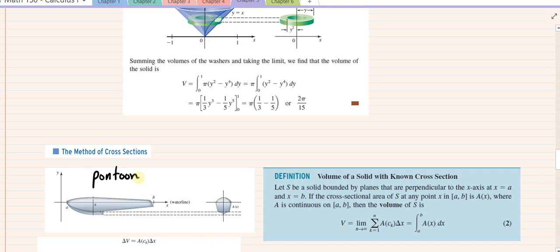And what the author's done is taken a look at the cross section of that pontoon. That's some k, distance k away from the origin, from the zero. Okay. Now, this is what the cross section actually looks like at x. This is what a slice, if you will. If you slice that pontoon, like you slice a bread, that's what the cross section will look like.